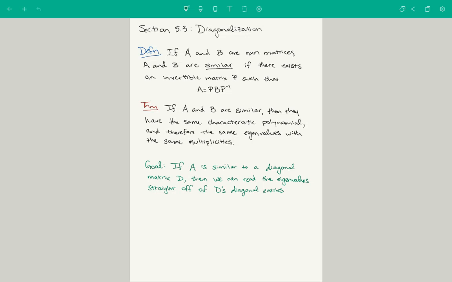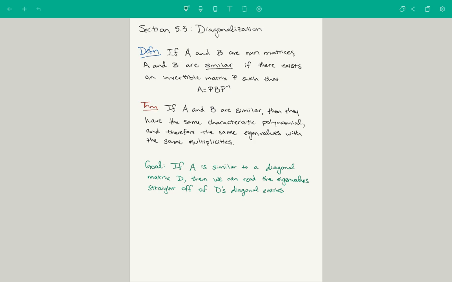Today we're going to be talking about section 5.3 in your textbook, Diagonalization. So in our previous video, we were talking about finding eigenvalues. And we had a whole system for doing this by finding the characteristic polynomial, setting it equal to 0, and solving for those eigenvalues. Today we're going to be talking about a shortcut for doing that. So let's start off with the definition.